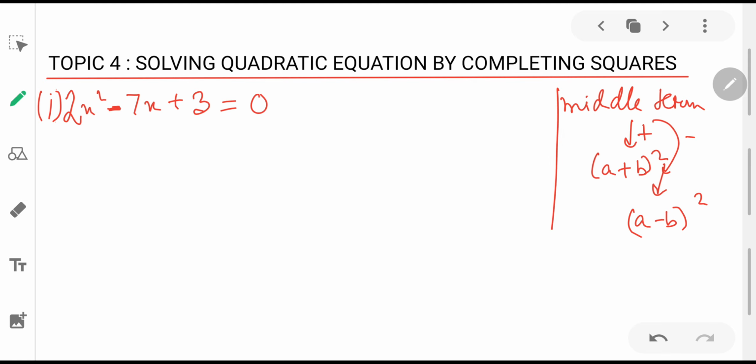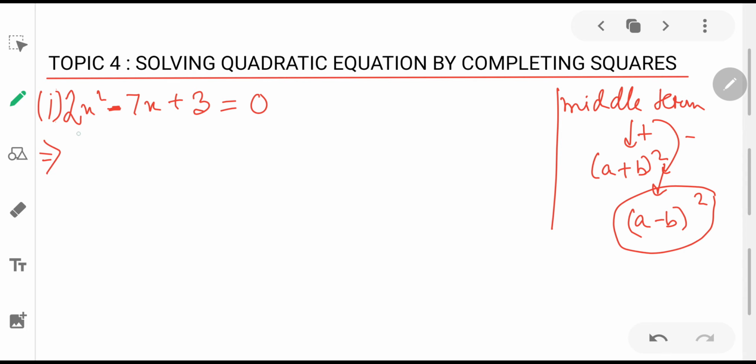So here the question is, we need to solve it by the method of completing squares, and the question is 2x square minus 7x plus 3 equals to 0. Now what is the middle term? The middle term is minus, so we need to take it in the formula of (a minus b) whole square. So how to go about that?